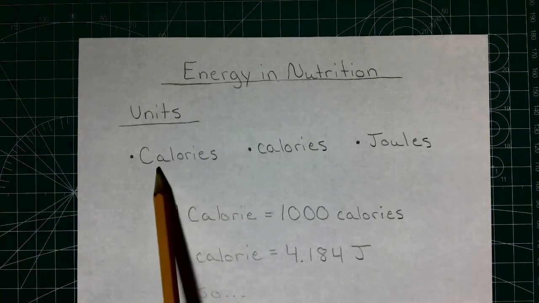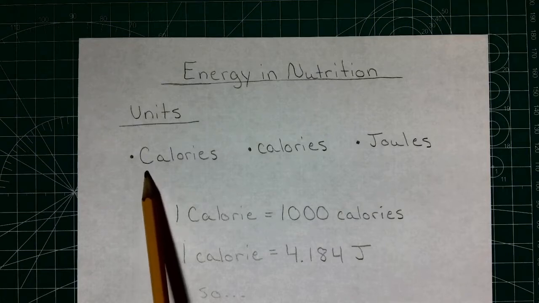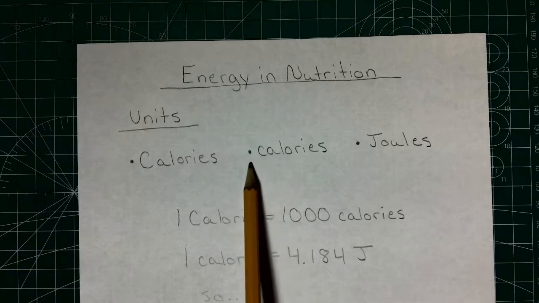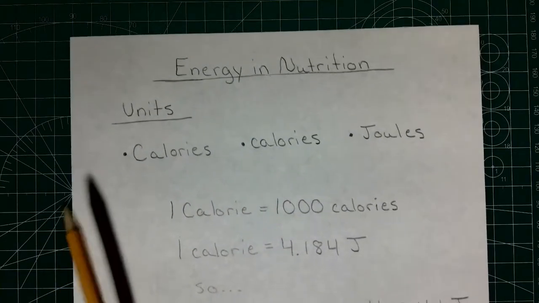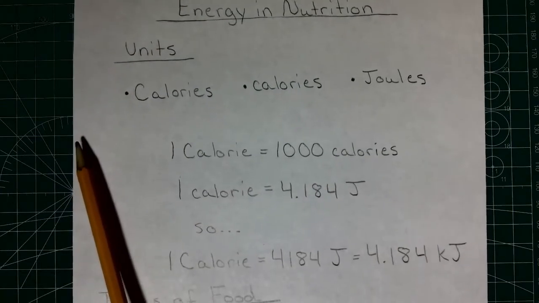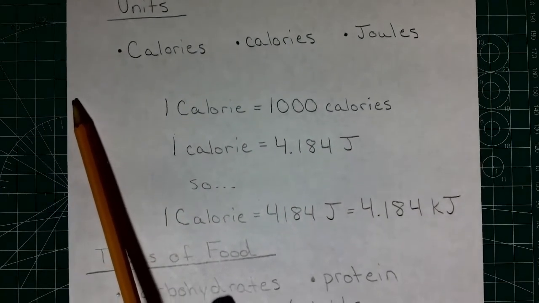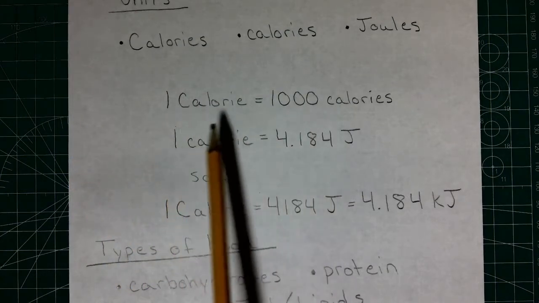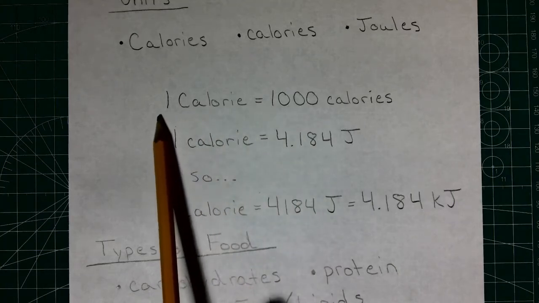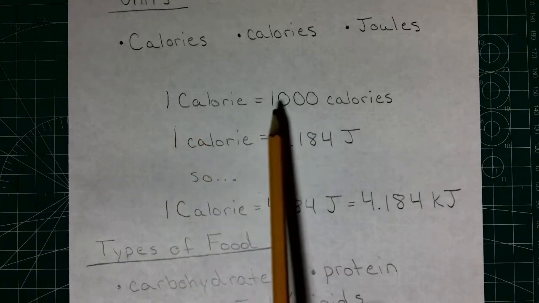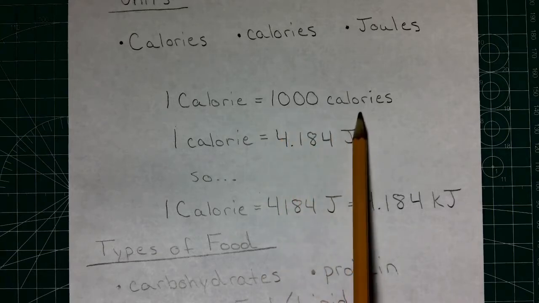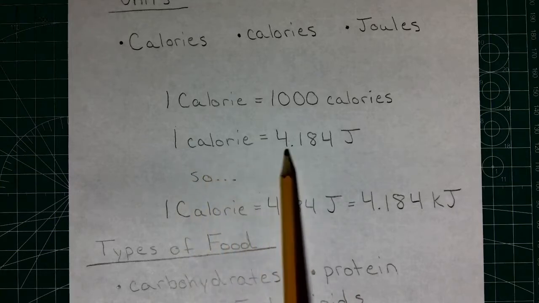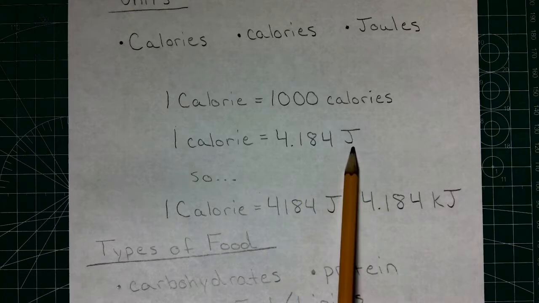We have calories with a capital C, also sometimes called food calories, and we have calories with a lowercase c, which is really just unfortunate, but we're going to have to deal with them. So our conversion factors here are facts. We're making conversion factors between these units. One big C calorie is equal to 1,000 little c calories. And one little c calorie is going to equal 4.184 joules.